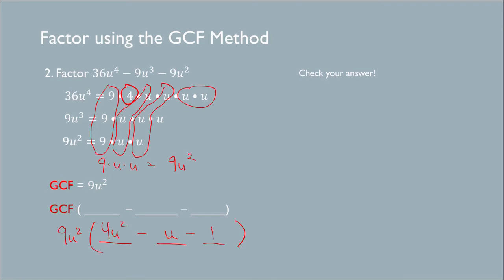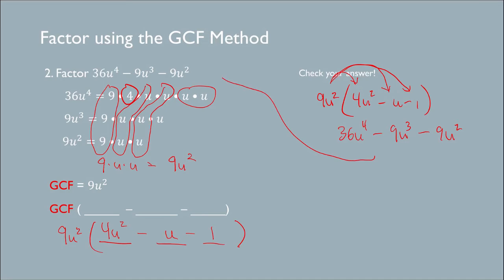And let's check our answer, and we do that by using the distributive property. And let me write out what I think is the answer. And now let's use the distributive property and multiply 9u squared to 4u squared. Yep, we get 36u to the 4th. And then 9u squared times u would be 9u to the 3rd, and finally 9u squared times 1, and we would have 9u squared. Does it check out? Is that what you originally had as a problem? It does, and so you know that this is the factored form.